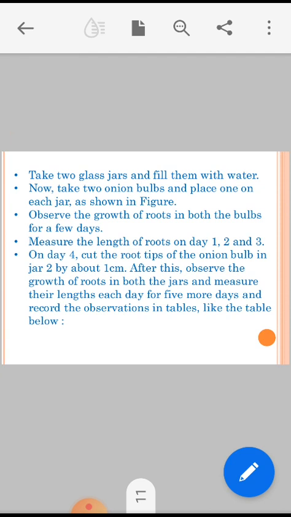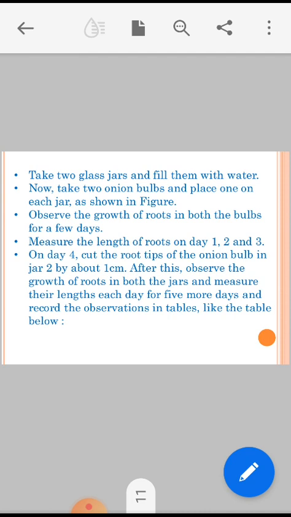With this you have to measure the length of roots on day 1, 2 and 3. You have to measure their length for 3 days. So it's easy. You can take a scale. You can measure the length of it in centimeters. Please don't forget to write the unit while you are writing the length.